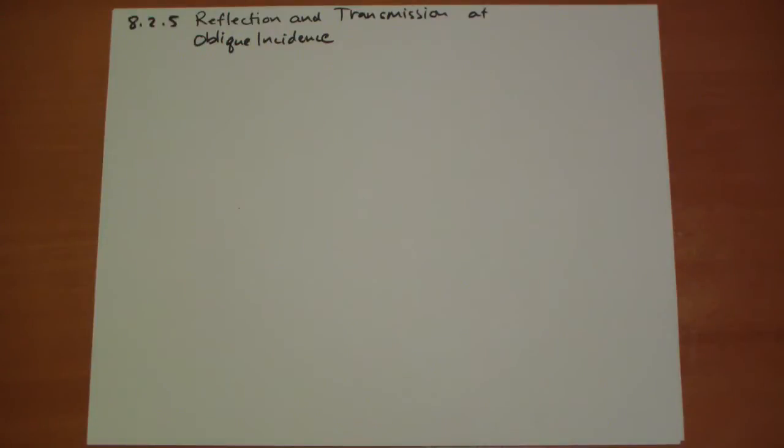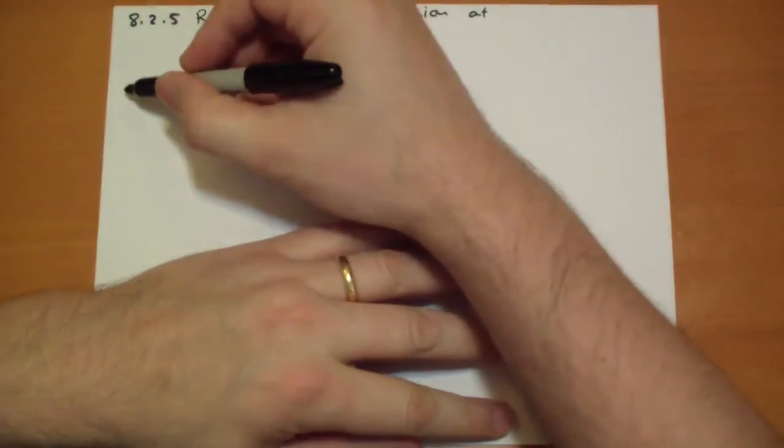What happens when you have an electromagnetic wave coming to a boundary between two non-conducting linear media at an oblique, non-normal angle? Hi, this is Jonathan Gardner. We're covering section 8.2.5 of Griffiths' Introduction to Electrodynamics, second edition. Here we're going to examine what plane waves coming into the boundary at oblique incidence look like and what happens.